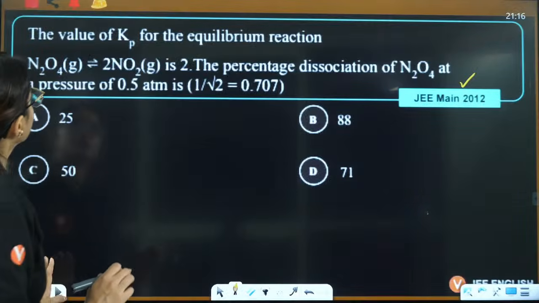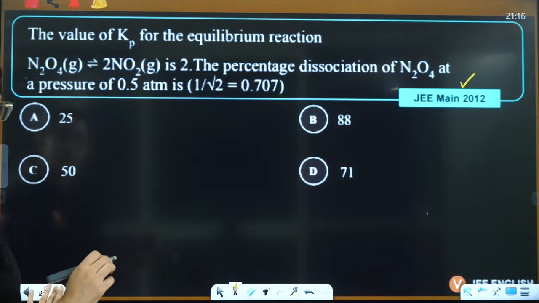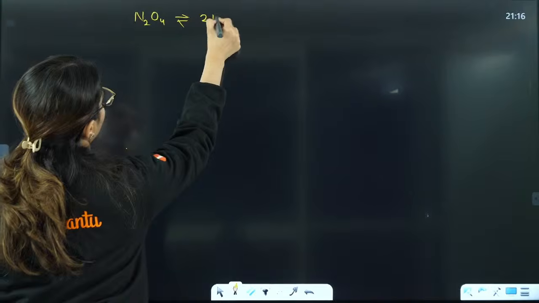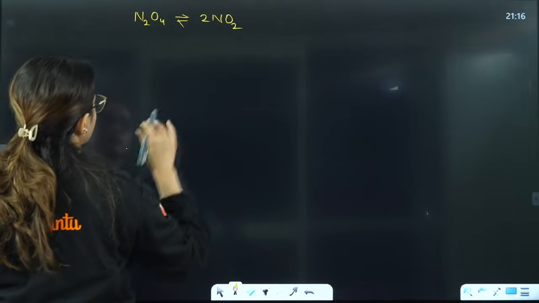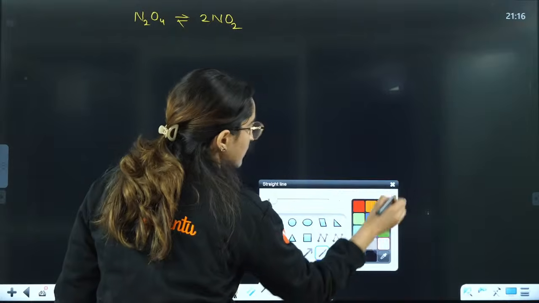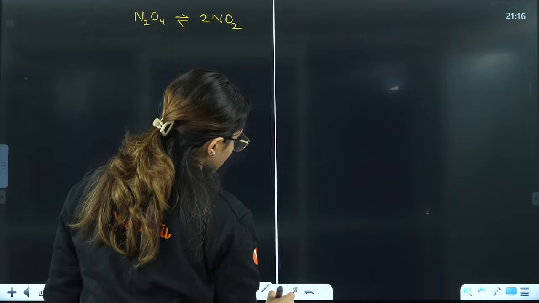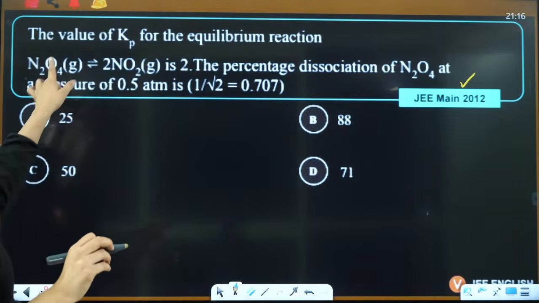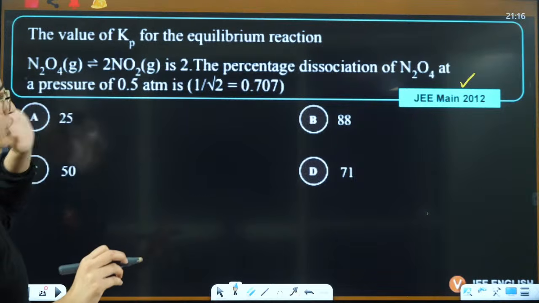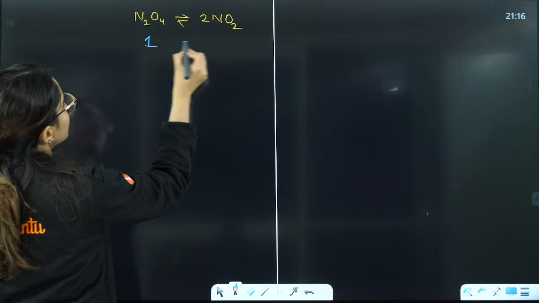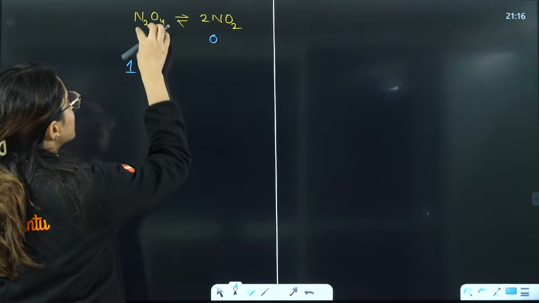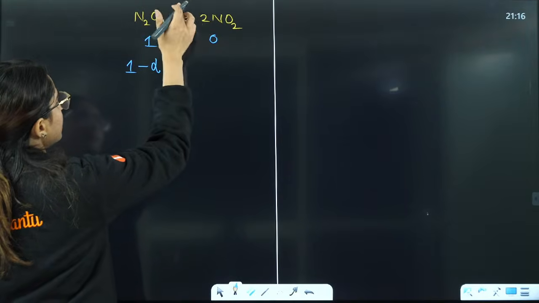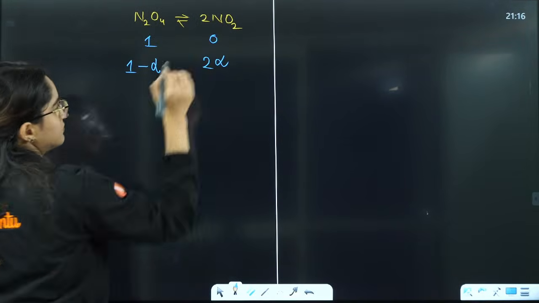Firstly, tell me what is the reaction? N2O4 gives rise to 2NO2. Now if you see this question, guys, then you will simply say, if the initial value is not given, you will take it as 1. So it is 1, this is let's say 0. So this is 1 minus, initial is 1, so it will be 1 minus alpha. So it will be 2 by 1 into alpha, that is 2 alpha.